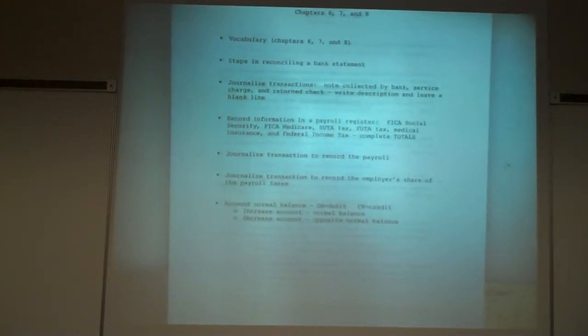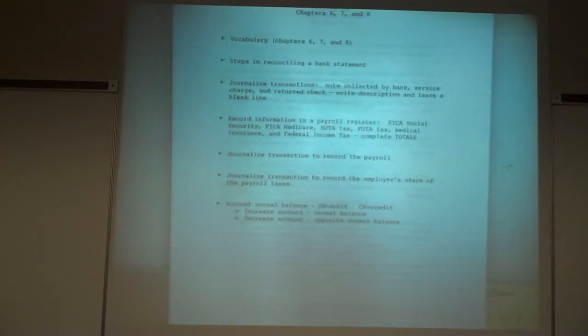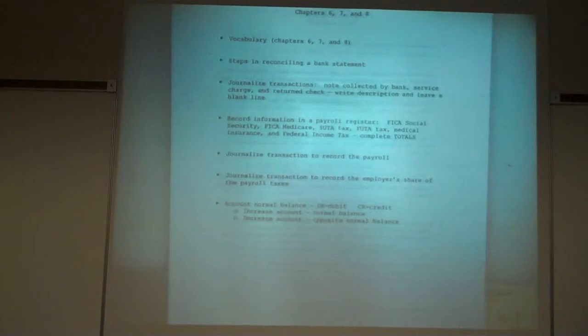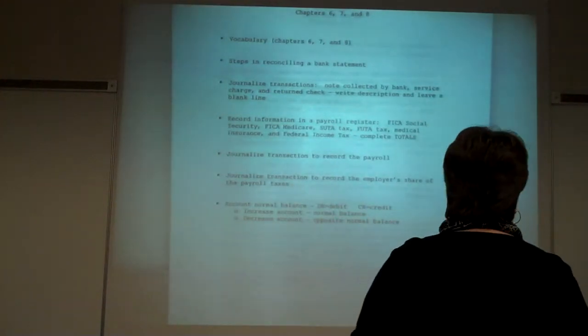Our test is next Tuesday on chapters 6, 7, and 8. It's our test 3. It's probably the shortest test that we've had. So when you get the test and you see a huge journal page, that doesn't mean that those journal pages have to be full. All right? There are 5 transactions that I want us to go over, and I'll show you an example of those.